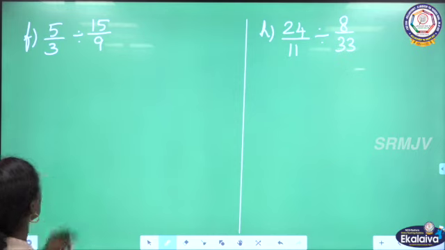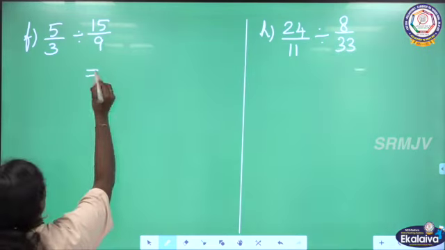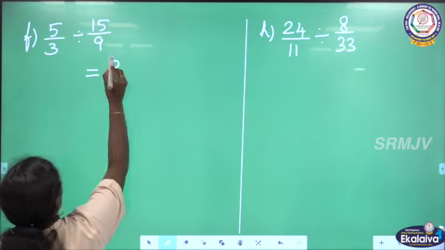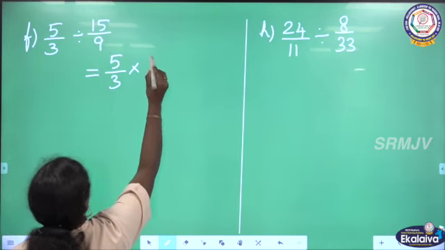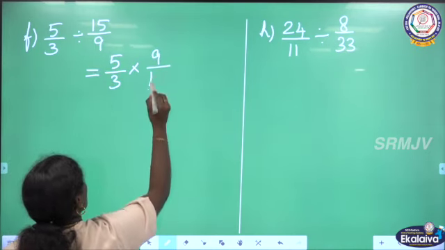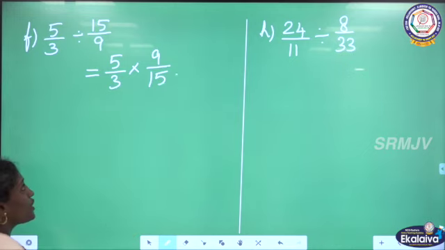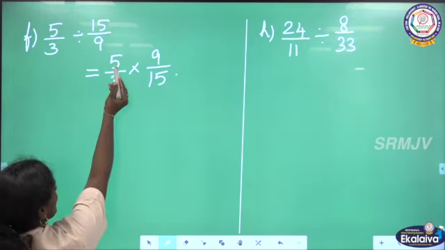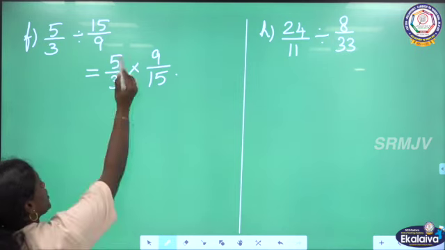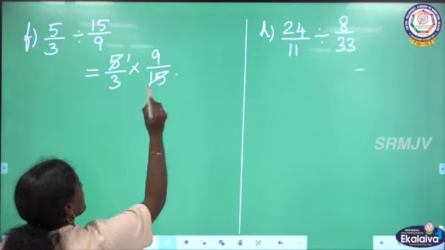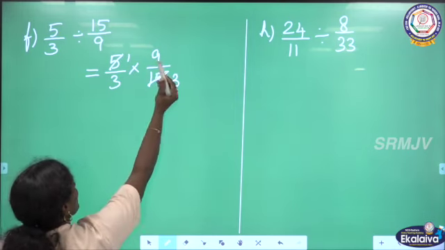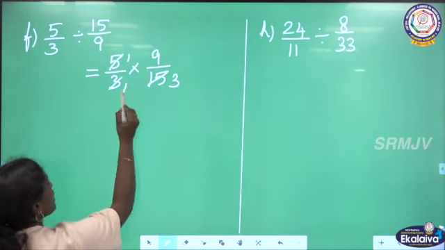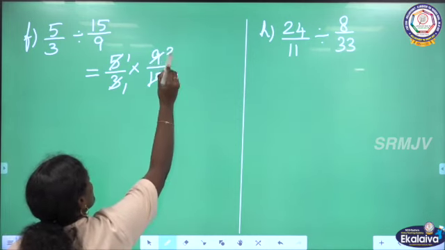mixed number. See the next one, 5 by 3 divided by 15 by 9. Here we are going to multiply the fraction 5 by 3 by the reciprocal of 15 by 9. Reciprocal is 9 by 15. Now can we reduce the numbers? Yes, here we can reduce 5 and 15 in 5 table. In 5 table 1 time, in 5 table 3 times 15. Again we can reduce the numbers 3 and 9 in 3 table 1 time. Here in 3 table 3 time.